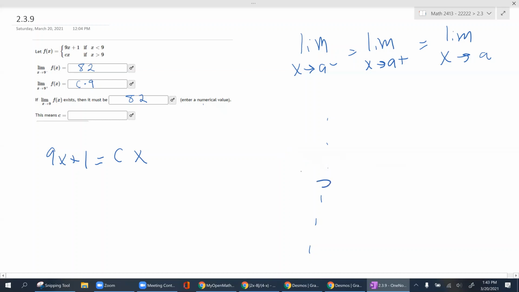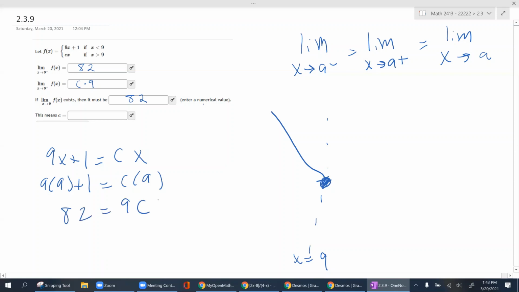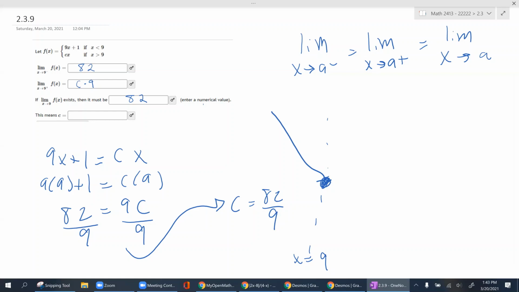So that is y equaling one another. I don't know what c is, that's fine, but I know what x they should have in common. This is x equals 9. It's always going to be that value, so for every x that I have, I'm going to plug in 9. And what do you think we do now? We solve for c. You divide both sides by 9, meaning c must be 82 over 9 for this piecewise function to be continuous, for the limit to exist on both sides.